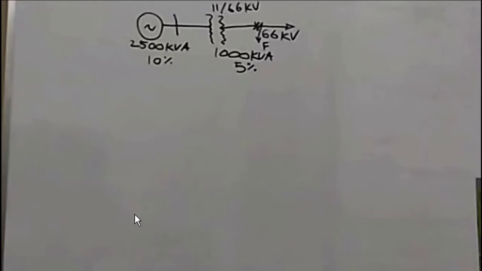10% reactance. The transformer is how many kVA? The transformer is 1000 kVA. The percentage reactance of the transformer is 5%. And the transformer rating is 11 by 66 kV. The fault is on the 66 kV feeder. What will be the IHC?